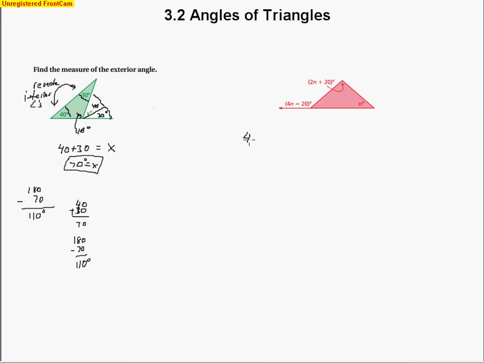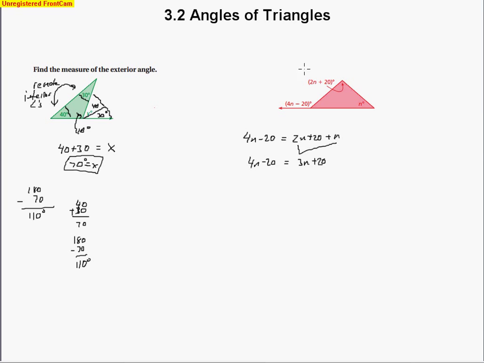So I'm going to take the 4n minus 20, which is the exterior angle, and I'm going to set it equal to the 2n plus 20 plus the n. So I took the angle here and added it to this other angle, which are the two remote interiors, and they equal the exterior. So I'll collect some like terms first. So 3n plus 20 equals, and then I got the 4n minus 20.